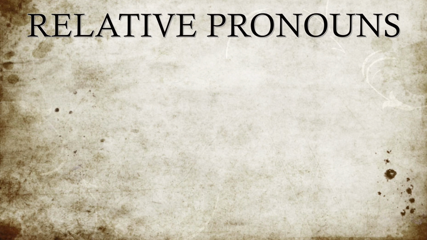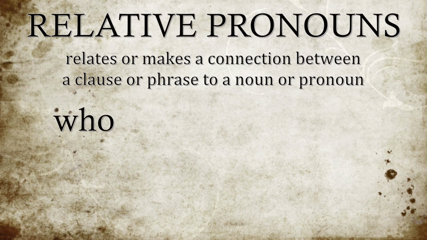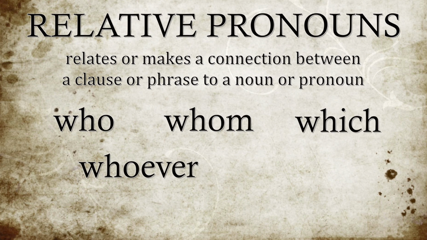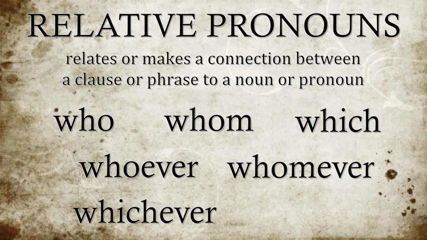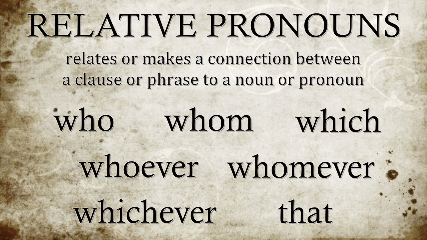The next pronoun that we need to discuss are relative pronouns. Relative pronouns relate or make a connection between a clause or phrase to a noun or pronoun. These are examples of words like who, whom, which, whoever, whomever, whichever, and that. You will notice that most of these words that will be relative pronouns do begin with the letter W. But again, that doesn't mean all of them will. We still have the word that, okay? Most of them are going to still start with a W, so that's a big hint for you.